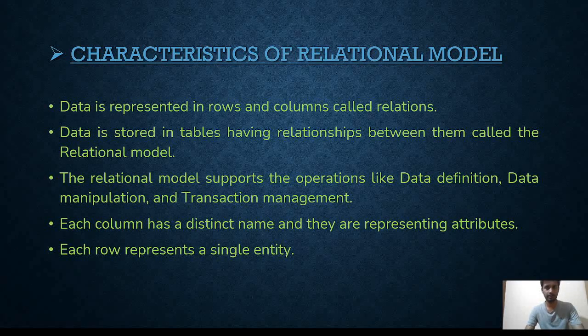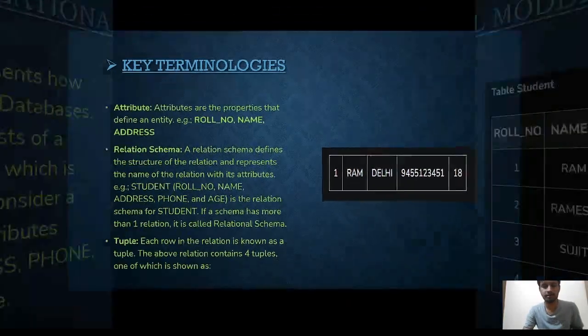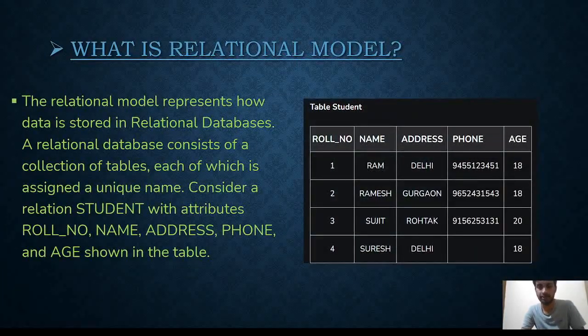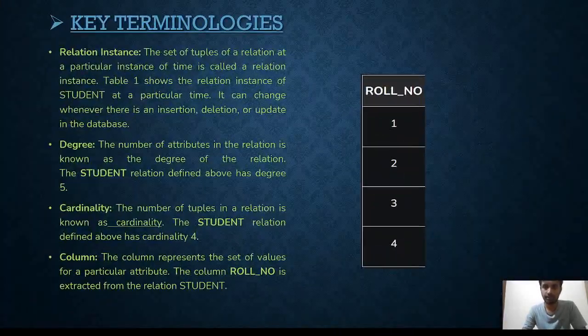You can't actually have multiple entities in a single row. One row will only represent a single entity. Let me get back to the slide again. Example, Ram here: Ram, Delhi, 94555, and so on, and then age 18. All this is related to Ram and Ram only, not anyone else. So that's what it is.